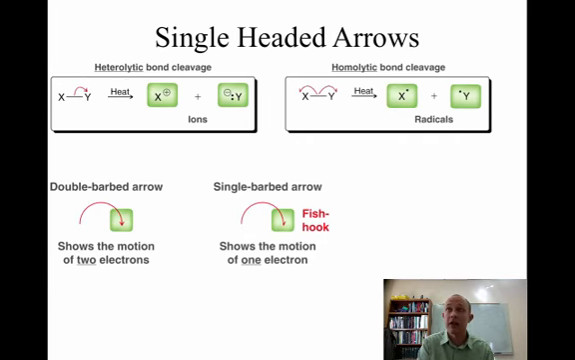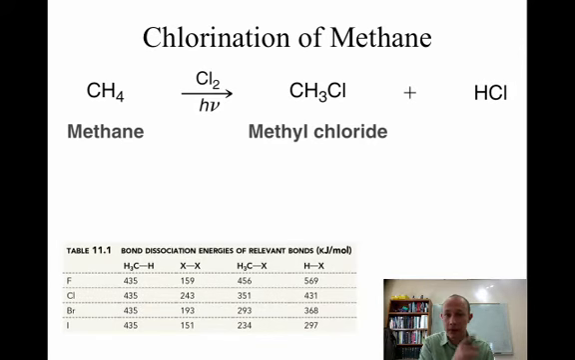Okay, so let's look at an example of how we can use these arrows to depict a radical mechanism. The simplest radical mechanism is the chlorination of methane. Methane, CH4, also known as natural gas, is readily abundant and available. We can chlorinate it using chlorine, and h nu is a fancy way of saying light. If we shine light on this reaction, the result is we get methyl chloride and hydrochloric acid.